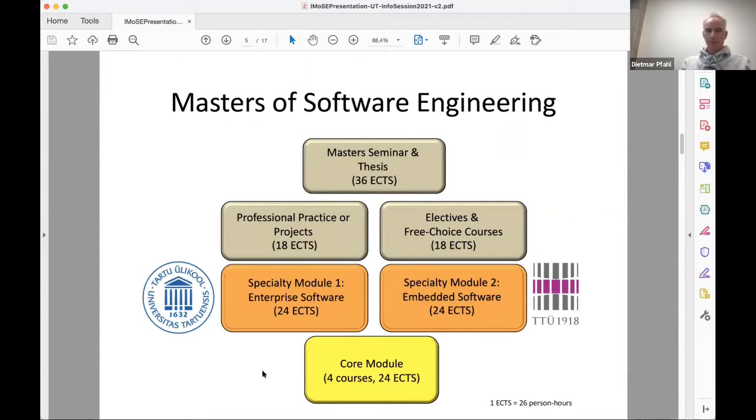You can take any course taught at our university, or if you go on an exchange abroad in the 3rd semester, you can, of course, also take courses from other universities.